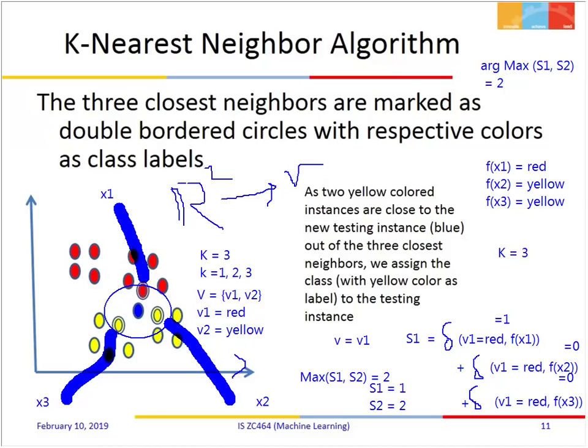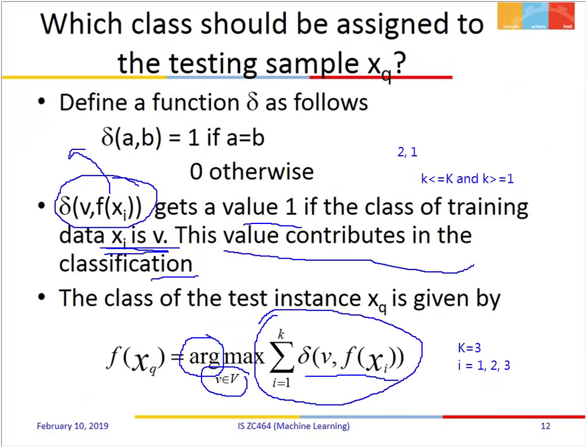So delta value is contributing a 1, but for f(x2) being a yellow label is being compared with v1, which is the red. These two are two different things. So delta is contributing a 0 in this sum. Similarly, the third term corresponding to v1 equals red, comma f(x3) is contributing a 0 because v1 is red and f(x3) is yellow. These two are different. You can again look at the definition of delta. We are defining this delta function on slide 13, where I'm saying delta AB is 1 if A and B are same, otherwise it is 0.